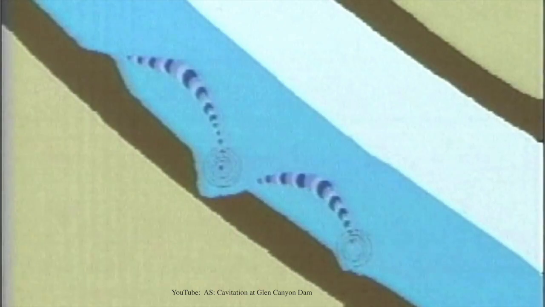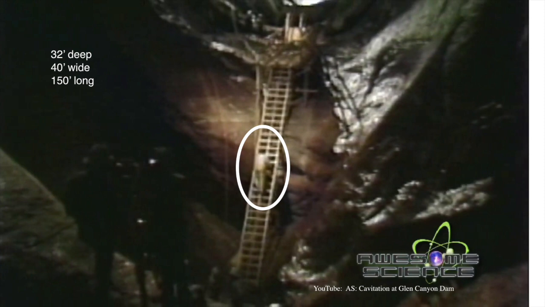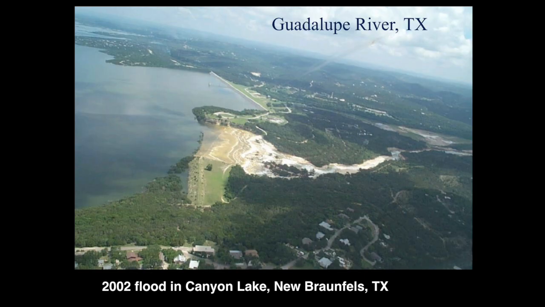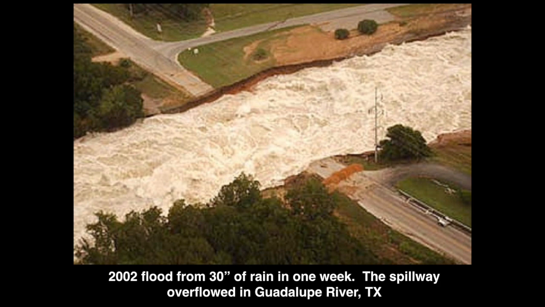And it made this, and it started, rocks and sheets were coming up. They had to shut down that spillway. And it cut this hole in that spillway, 32 feet deep, 40 feet wide, and 150 feet long. And it's powerful. Same thing happened in New Braunfels, Texas. There was 30 inches of rain that went through there one week, and it cut it all out.